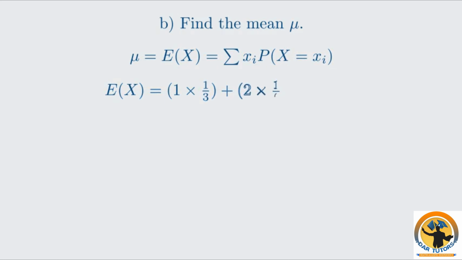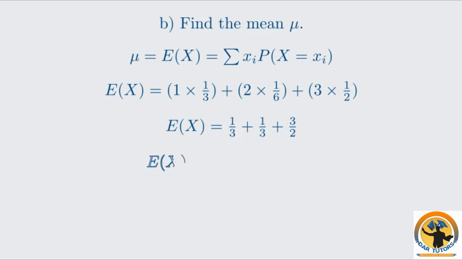So E of X equals 1 times 1/3 plus 2 times 1/6 plus 3 times 1/2. This simplifies to 1/3 plus 1/3 plus 3/2. Converting to a common denominator of 6, we get 2/6 plus 2/6 plus 9/6, which equals 13/6. So the mean of the distribution is 13/6, or approximately 2.167. This means that on average, we expect to roll a number around 2.167.